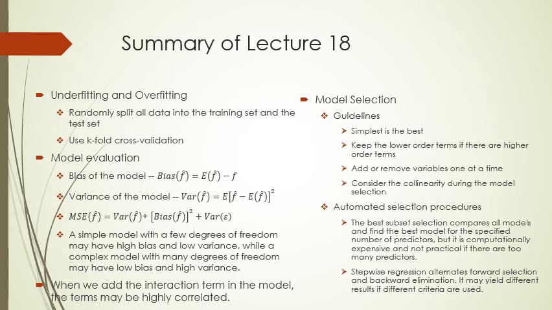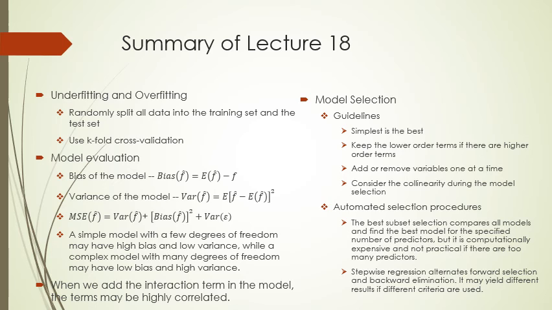We may have many different models for different training data. The mean squared error of the model is the sum of the squared model bias, the model variance, and the variance of the irreducible error. When we use a simple model with few degrees of freedom, we may have high bias and low variance. When we use a complex model with many degrees of freedom, we may have low bias and high variance. The model that gives us the minimum test error is the appropriate model.